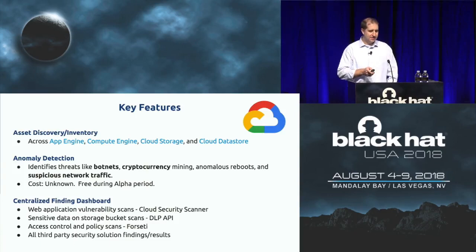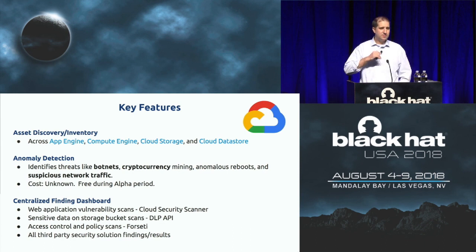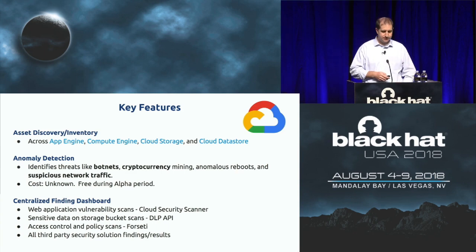Now, they talk about anomaly detection, finding botnets and cryptocurrency mining and suspicious network traffic, but there's not a lot of information on this. And right now, the cost is unknown because it's in the alpha period. I don't know what it's going to be based on. My presumption is it's going to be based on the amount of traffic that they have to parse for you.